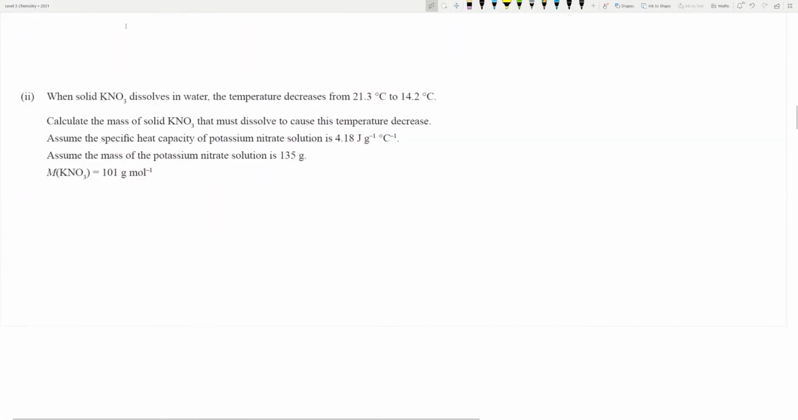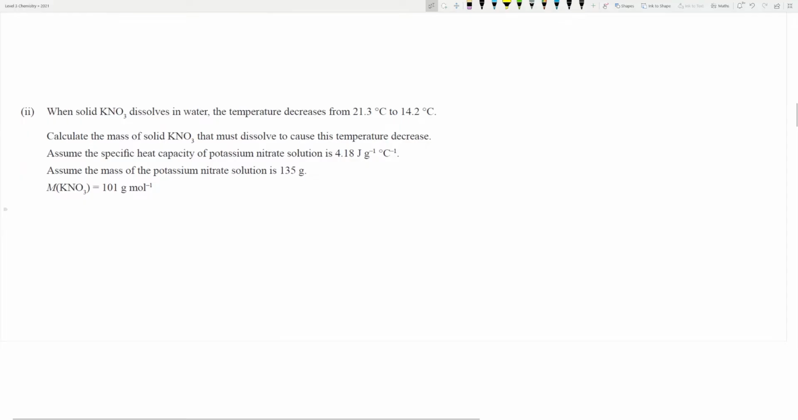Moving on. All right, so next one is a calculation question, and when I see this number, this just means it's Q equals MC delta T. I don't even need to read the rest of the question to know it's Q equals MC delta T, because they gave you C in this constant of 4.18 joules per gram per degree Celsius.